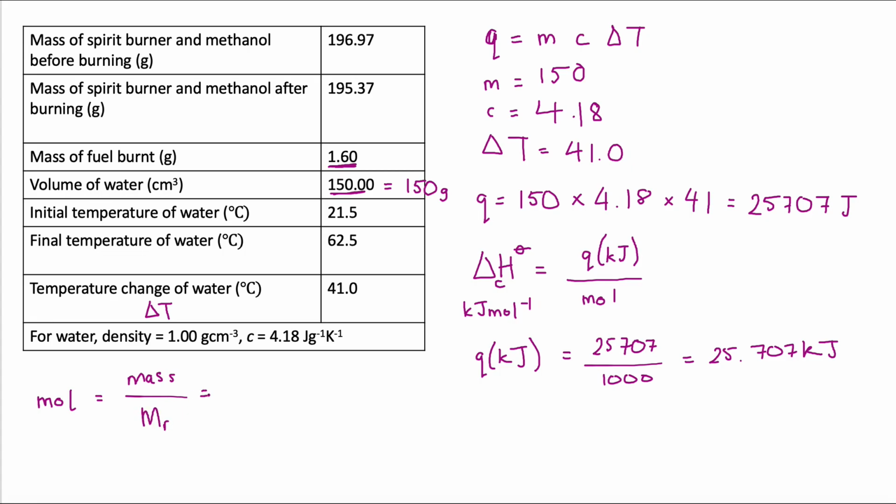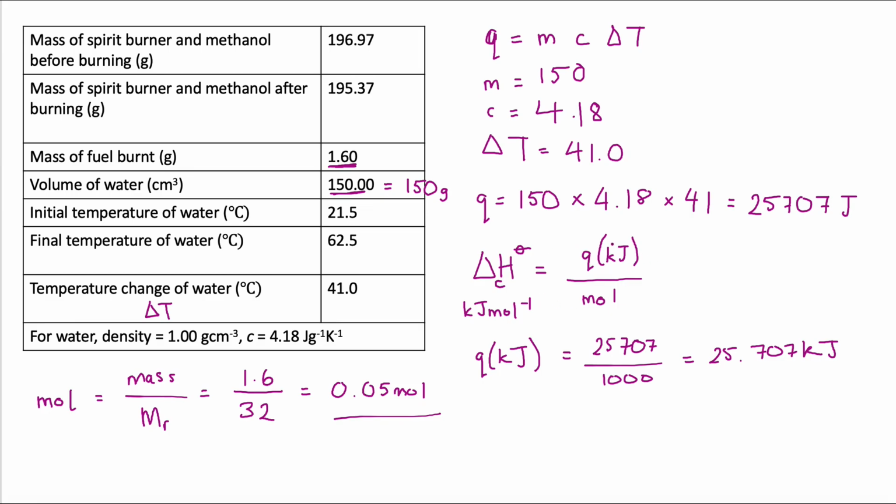Okay, my mass here is 1.6 grams. My MR, so methanol, is CH3OH. I've already worked out the molar mass, so that is 32. If I do that, I get 0.05 moles. Okay, so I've now worked out my moles of fuel burnt.